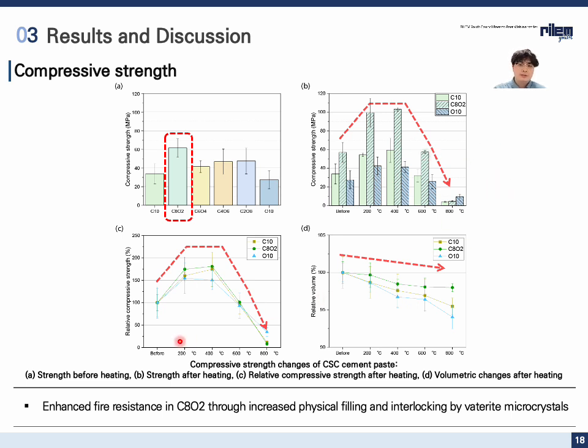And this performance is attributed to the improved physical filling and microstructure interlocking by vaterite microcrystals. Even under high temperature conditions, C802 retains a relatively high volume and compressive strength compared to other mixes. You can also find this graph, which shows the change of the volume. C802 retains its volume the most compared to the other samples, C10 and O10, even after heating to 800 degrees Celsius.